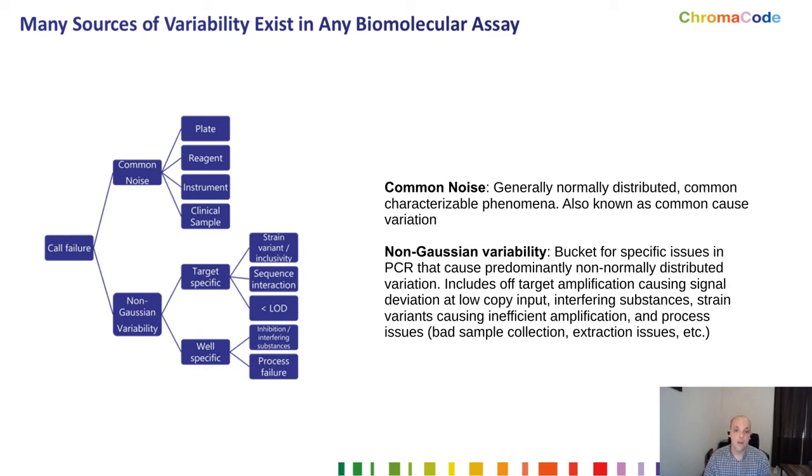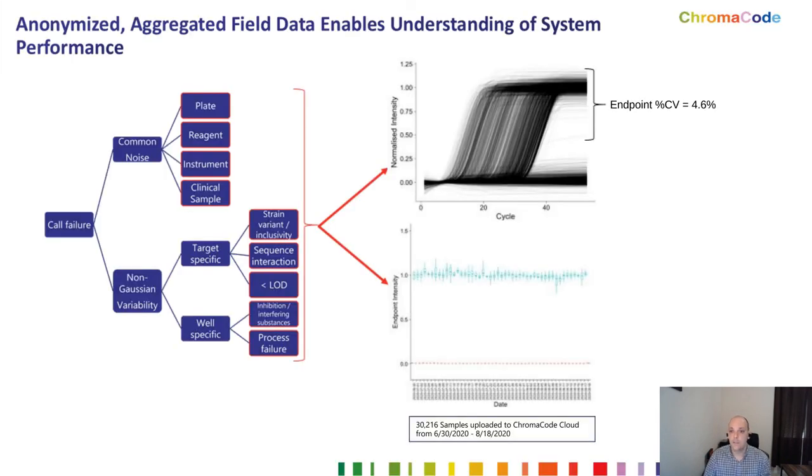or what we call non-Gaussian variability. This is something that might be non-normally distributed variation. A good example of that, which I already mentioned, is a strain variant. We might be concerned there might be a strain variant popping up, or maybe sequence interaction, or something that's under the LOD, or interfering substances, or something like that. Because there are so many different sources of variability, it's impossible, although the process for getting one of these on the market is quite rigorous, to have everything fully understood. New variants can come out over time. That's really where the power starts to really exercise itself.